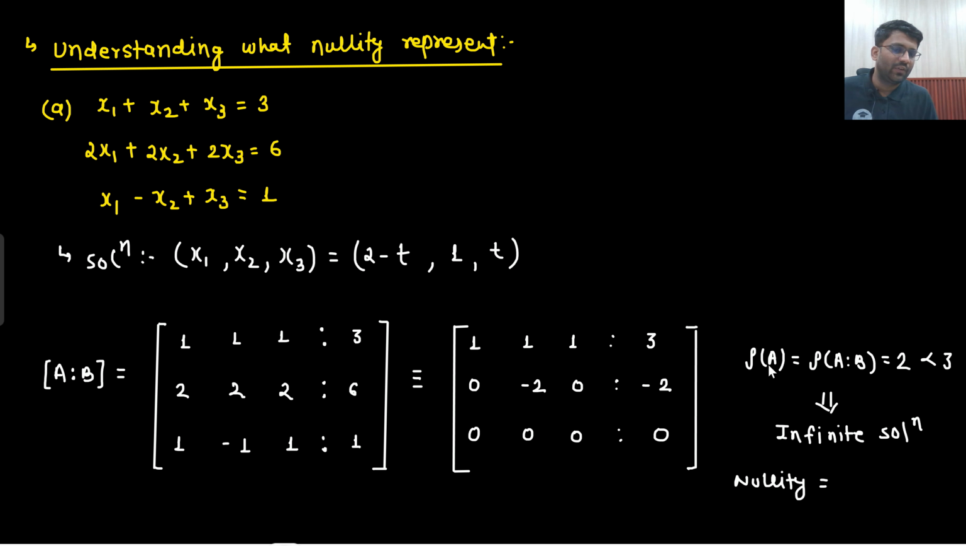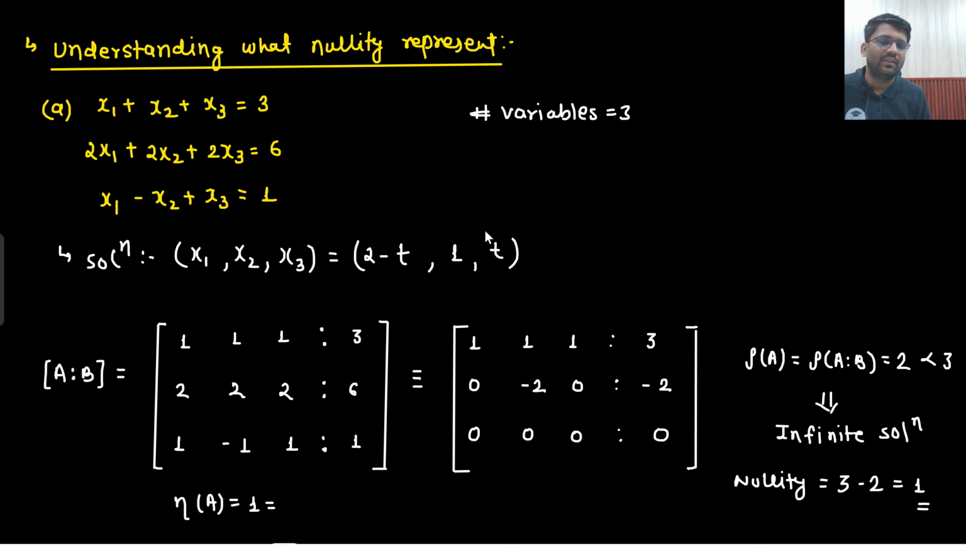So here, what was the rank of A? That was equal to rank of A augmented B, which was equal to 2, which was less than the number of variables. What is the number of variables here? Number of variables is 3. What does that mean? There will be infinite solutions. So what will be the nullity? Nullity will be number of variables minus the rank. That would come out to be equal to 1. So nullity of A is coming out to be 1, which is showing the number of free variables.